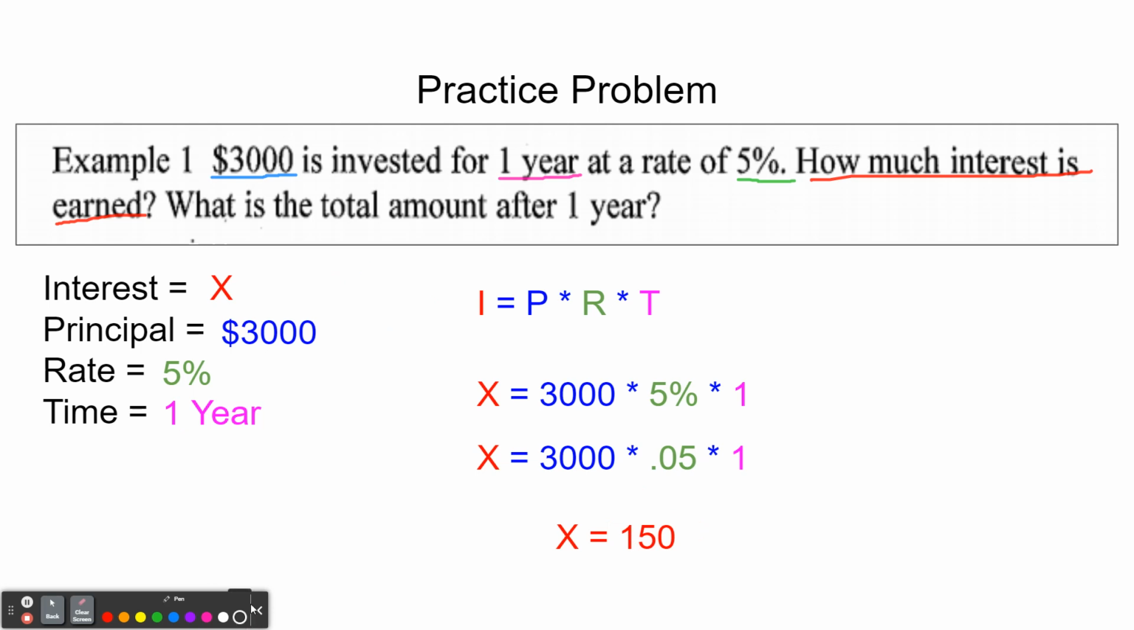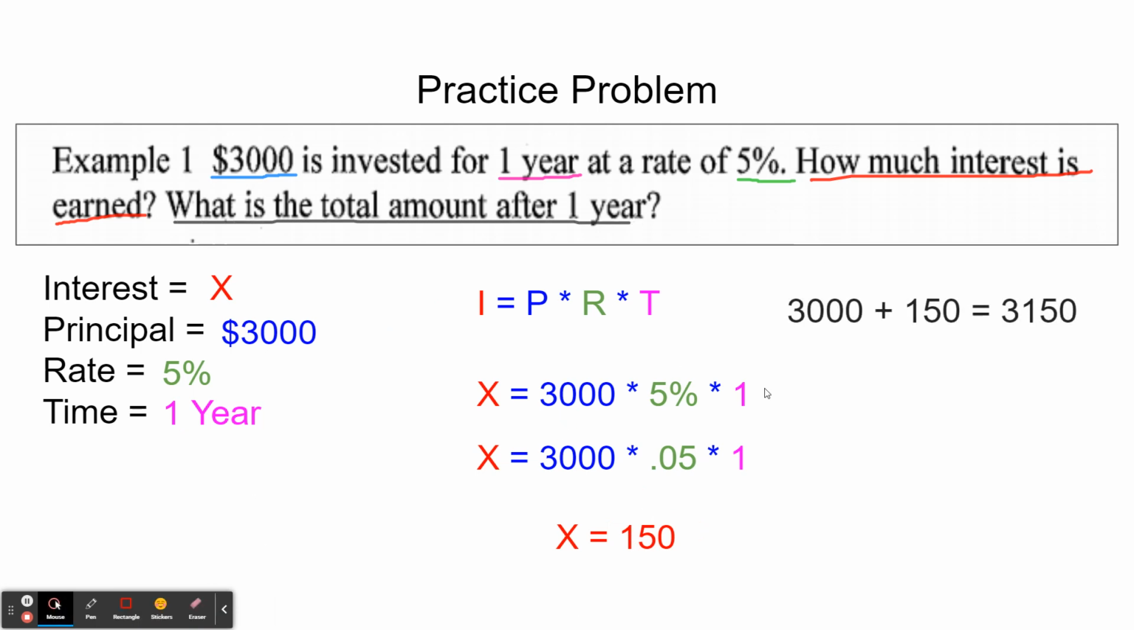But we need to answer this last part, which is what is the total amount after 1 year? Well, to do that, we take our principal that we start off with, we take our interest, we add them together, 3,150.